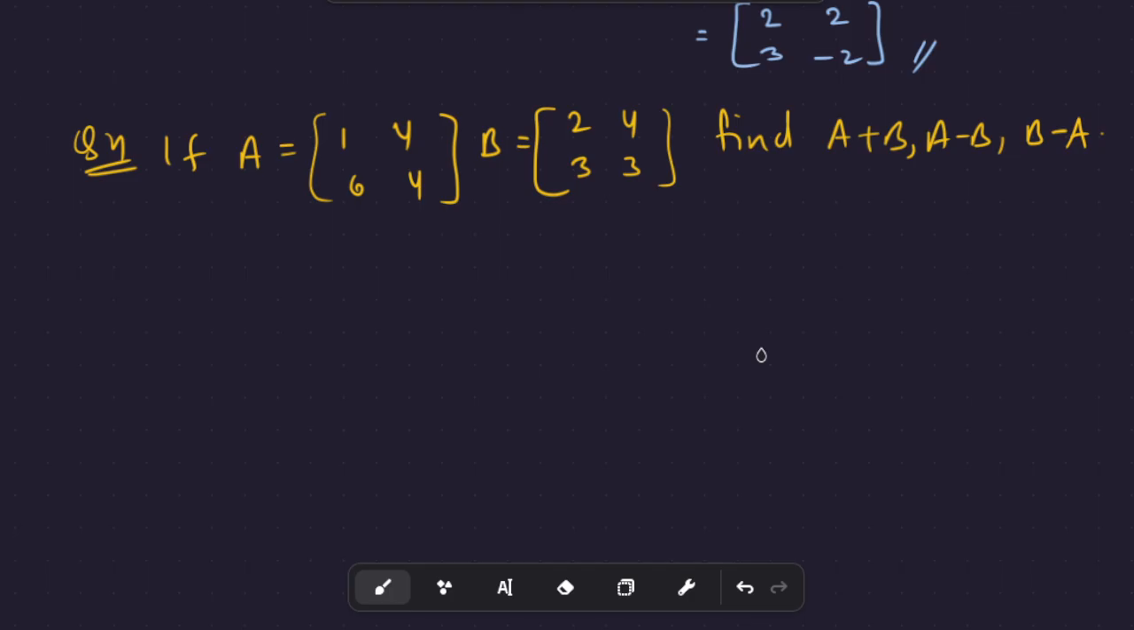Now I think more questions are not necessary in this topic. Can we move to the next topic? Yes or no? Yes, sir. If so, then let's talk about multiplication of a matrix by a scalar.